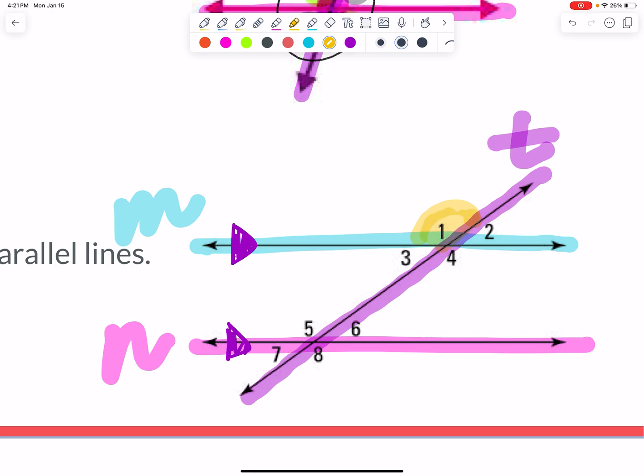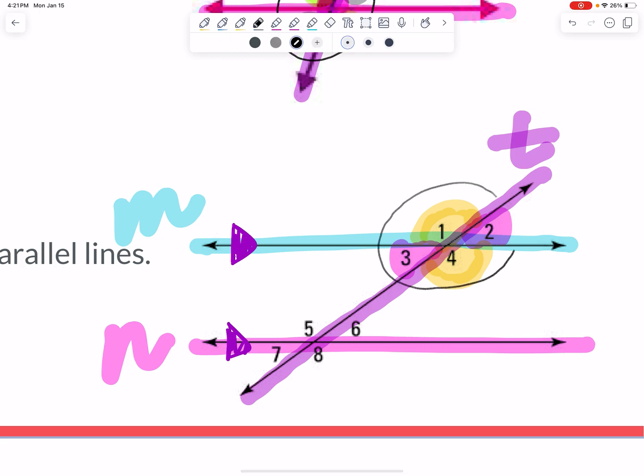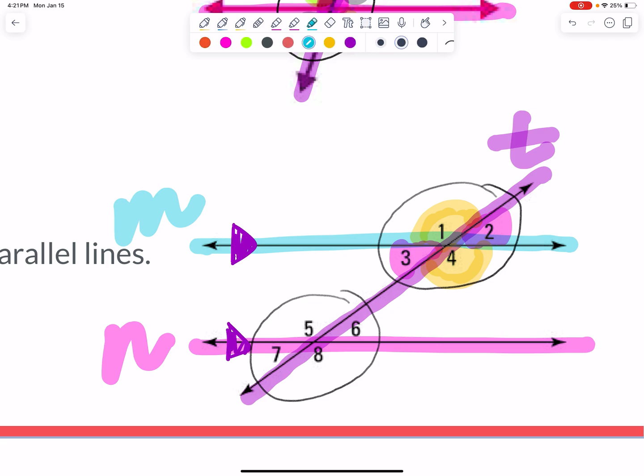And what happens with those is that angle 1 and angle 4 are congruent because those are vertical. And then angle 2 is congruent to angle 3. But that same set of 4, I could pick up and copy down here when those lines are parallel. Meaning I get to say that 1 and 4 are also going to be congruent to 5 and 8, and that 2 and 3 are also going to be congruent to 6 and 7. So let's mark that. All of these are congruent.